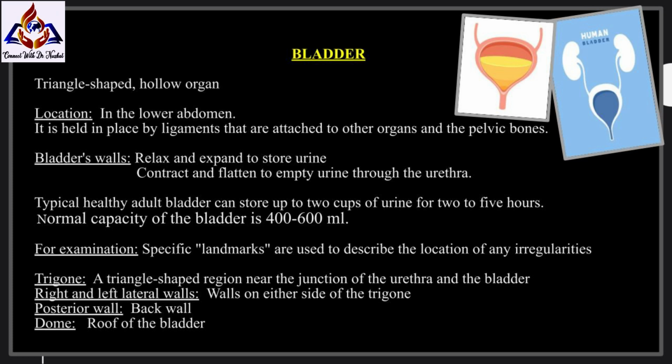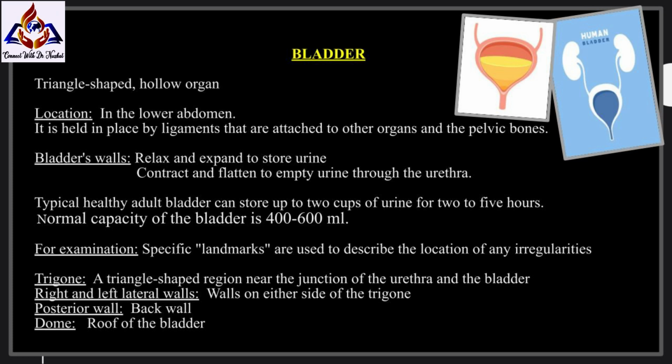Upon examination, specific landmarks are used to describe the location of any irregularities in the bladder. These are the trigone, a triangle-shaped region near the junction of the urethra and the bladder. Next are the right and left lateral walls on either side of the trigone.